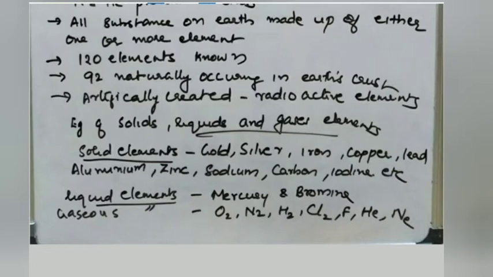Liquid elements. Liquid elements are mercury and bromine. Mercury we see in the thermometer. It flows, so it is a liquid. Bromine is also a liquid, a brownish liquid. Then next come the gaseous elements. Gaseous elements are oxygen, nitrogen, hydrogen, chlorine, fluorine, helium, neon; all of these constitute the gaseous elements.